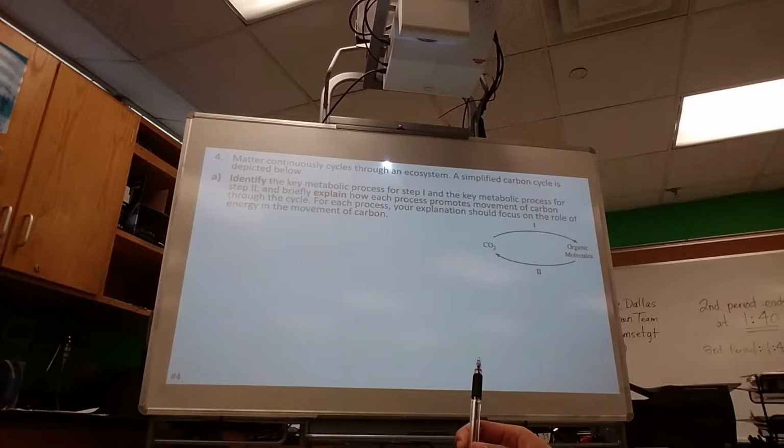We did not get a chance to go over this, so let's talk about it now. Matter continuously cycles through an ecosystem. A simplified carbon cycle is depicted below. Identify the key metabolic processes for step 1. So step 1 is going from CO2 to organic molecules. What process takes in CO2 and spits out organic molecules? But we haven't gone over it. I want to say it, but I don't want to get it wrong on camera. Tell Gilbert to say it.